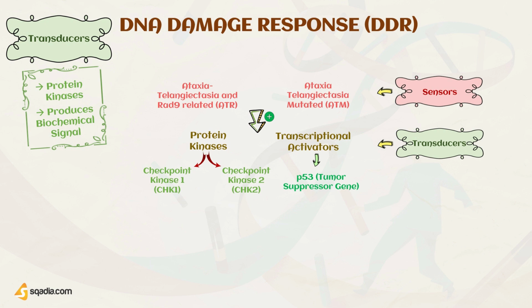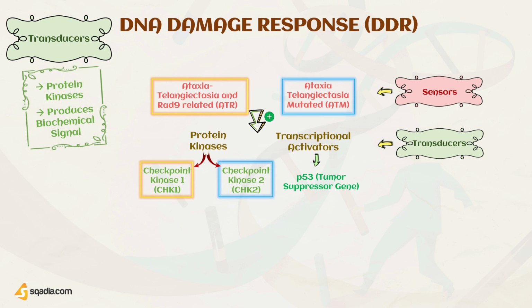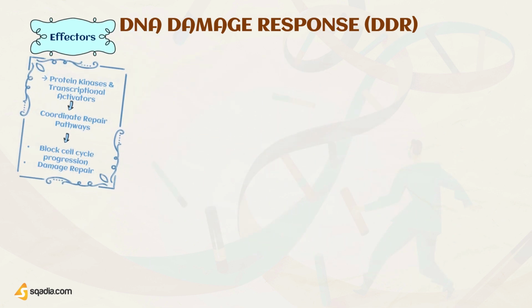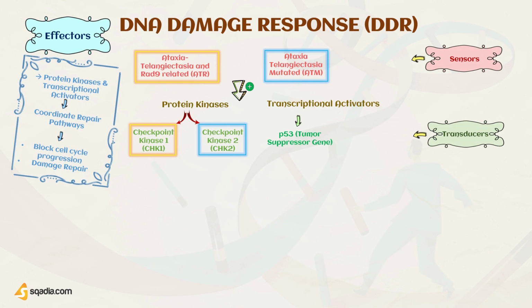tumor suppressor gene. Once activated by DNA damage, ATR phosphorylates and activates checkpoint kinase 1, and ATM phosphorylates and activates checkpoint kinase 2. Together, these proteins make up the DNA damage response system. Now, next, these transducers act on effectors. Transducers phosphorylate downstream effector proteins, like CDC25 phosphatases.